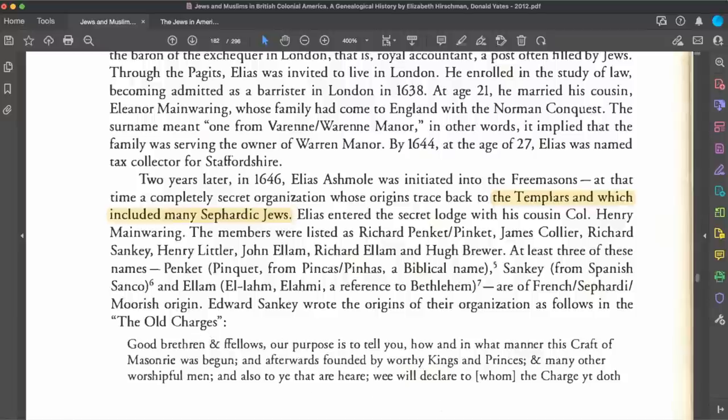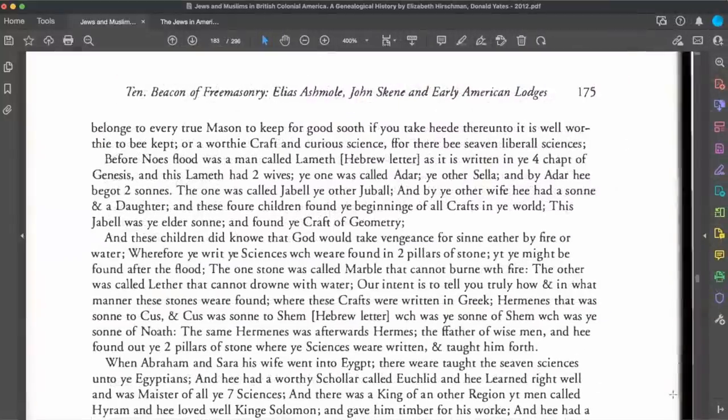Good brethren and fellows, our purpose is to tell you how and in what manner this craft of Masonry was begun, and afterwards founded by worthy kings and princes and many other worshipful men, and also to ye that are here, we will declare to whom the charge doth belong to every true Mason, to keep for good sooth, if you take heed thereunto, it is well worthy to be kept, a worthy craft and curious science, for there be seven liberal sciences. Before Noah's flood was a man called Lameth, as it is written in the fourth chapter of Genesis.